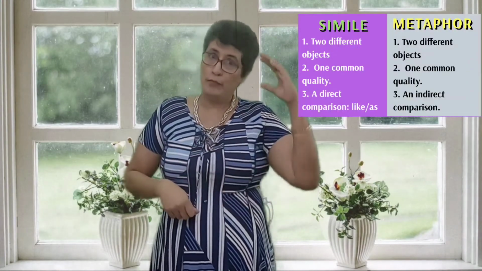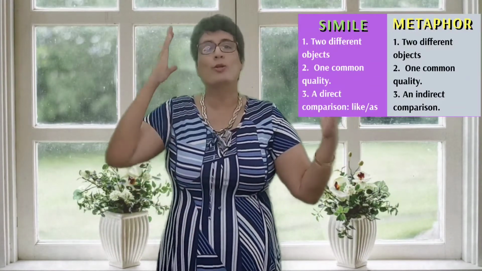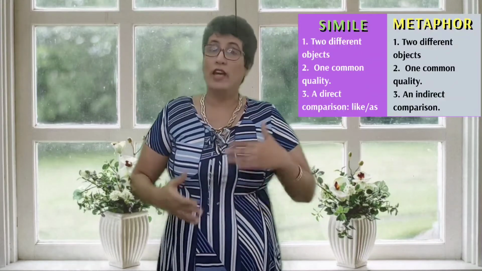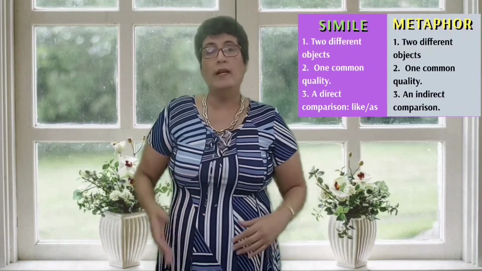The other commonalities between the two are, simile has two different objects. Metaphor also has two different objects. The other thing that they have in common is a simile has a common quality. A metaphor also has a common quality which may be implied, like in the case of All the World's a Stage. So if you're able to understand the commonalities as well as differences between simile and metaphor, you will be able to identify a metaphor.